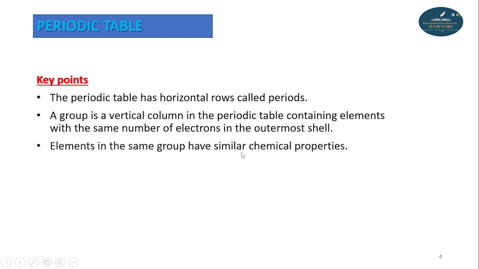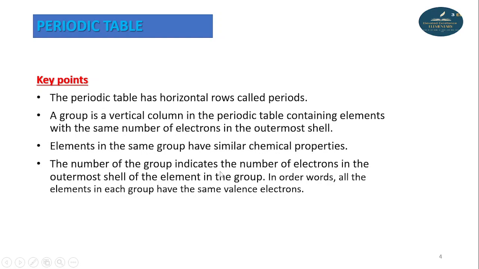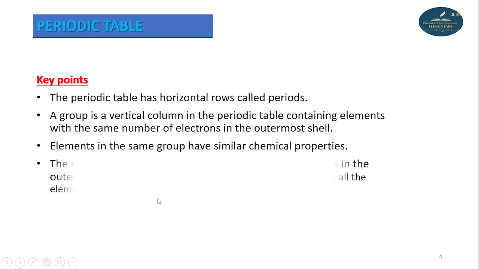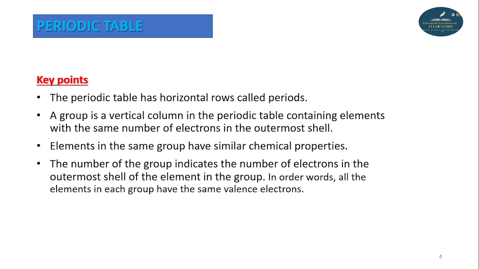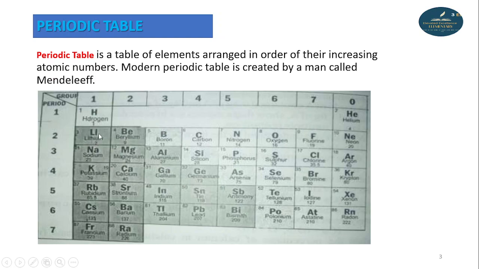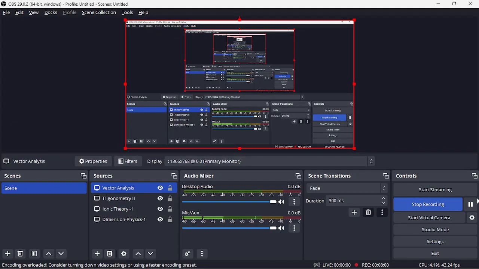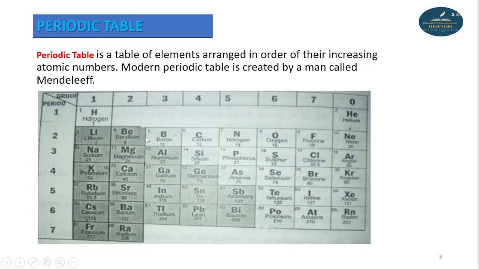So now let's proceed. Elements in the same group have similar chemical properties, so we need to know that as well. The number of the group indicates the number of electrons in the outermost shell of the element in the group. In other words, all the elements in each group have the same valence electrons. So what does that indicate? It states that the number of the group indicates the number of electrons in the outermost shell of the element.